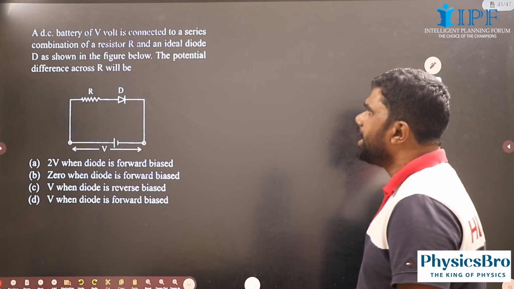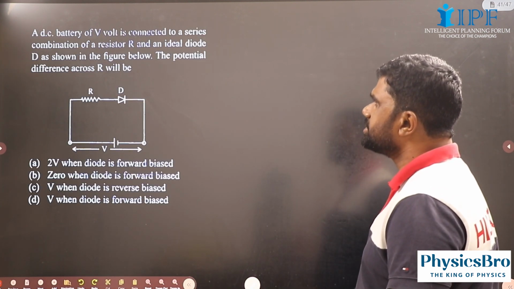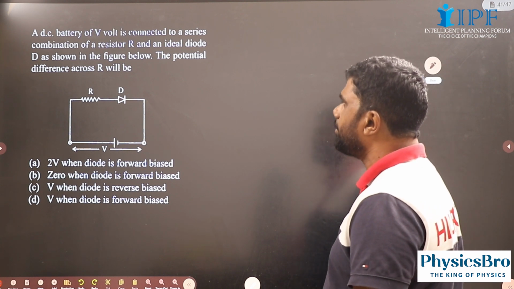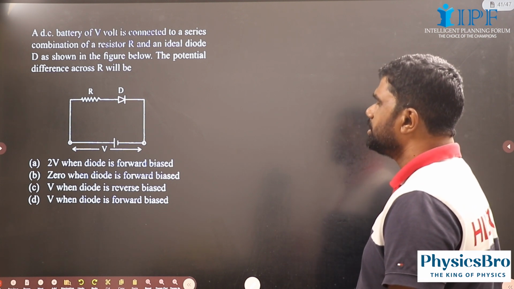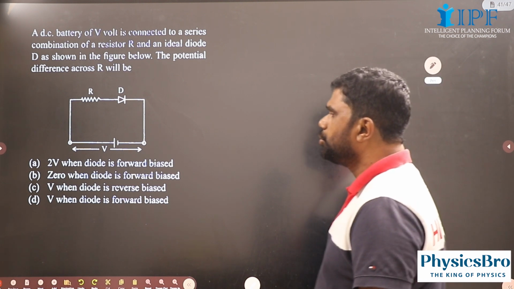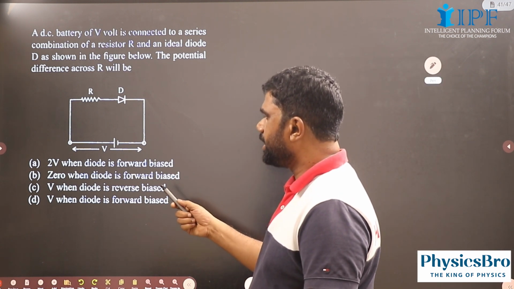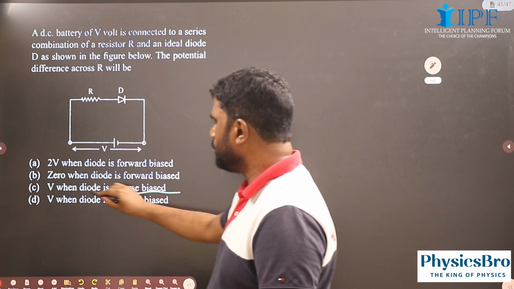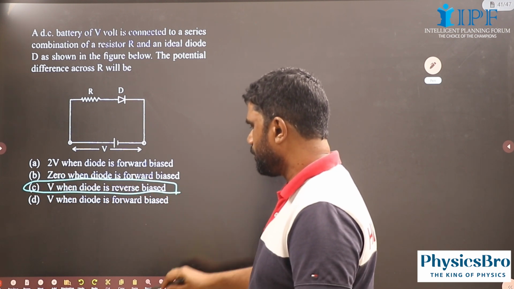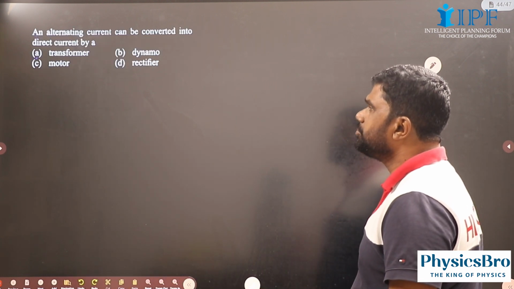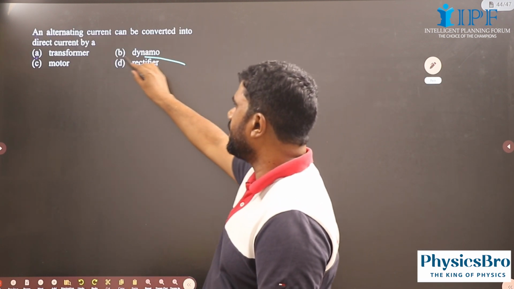A DC battery of V volt is connected to a series combination of a resistor capital R and an ideal diode capital D as shown in the figure below. The potential difference across R: see, 2V when the diode is forward biased, 0 when the diode is forward biased, V when the diode is forward biased. Now see, an alternating current can be converted into direct current by a rectifier.